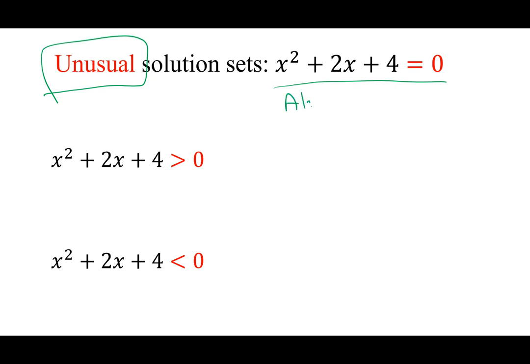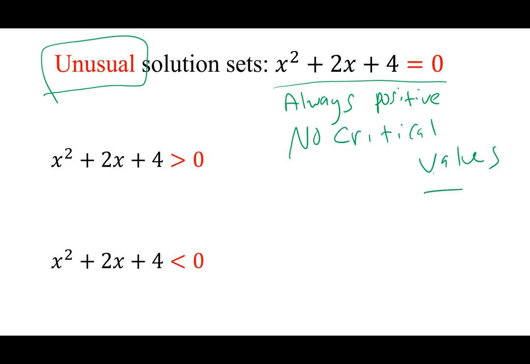Basically, what that means is that that quadratic is always positive. If you were to graph it, it would be all above the x-axis. So the fact that this is always positive, what that means is that there are no critical values. There are no values of x that make it equal to 0.